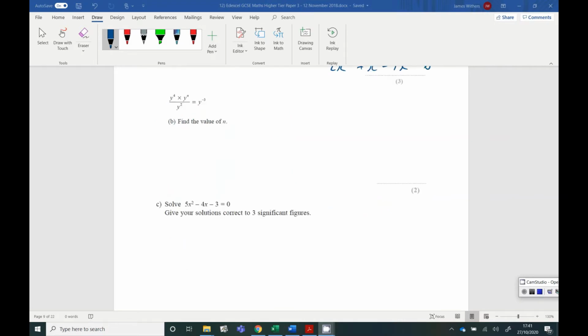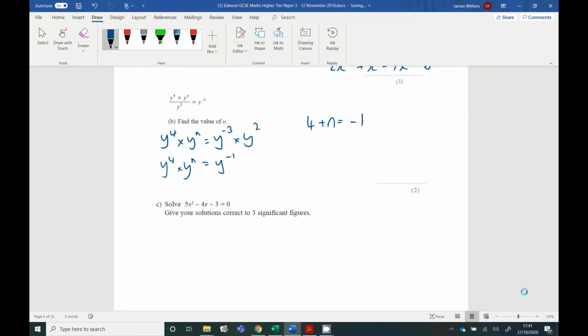So part B, I think it's easiest here to just start off by multiplying both sides by y squared. So we've got y to the 4 times y to the n equals y to the minus 3 multiplied by y squared. Now when we multiply, we add the powers. Minus 3 add 2 is minus 1. So we've got y to the 4 multiplied by y to the n equaling y to the minus 1. And again, as I just said, when you multiply, we add the powers. So we know that 4 add n has got to equal minus 1 looking at the powers. So therefore n must equal minus 5.